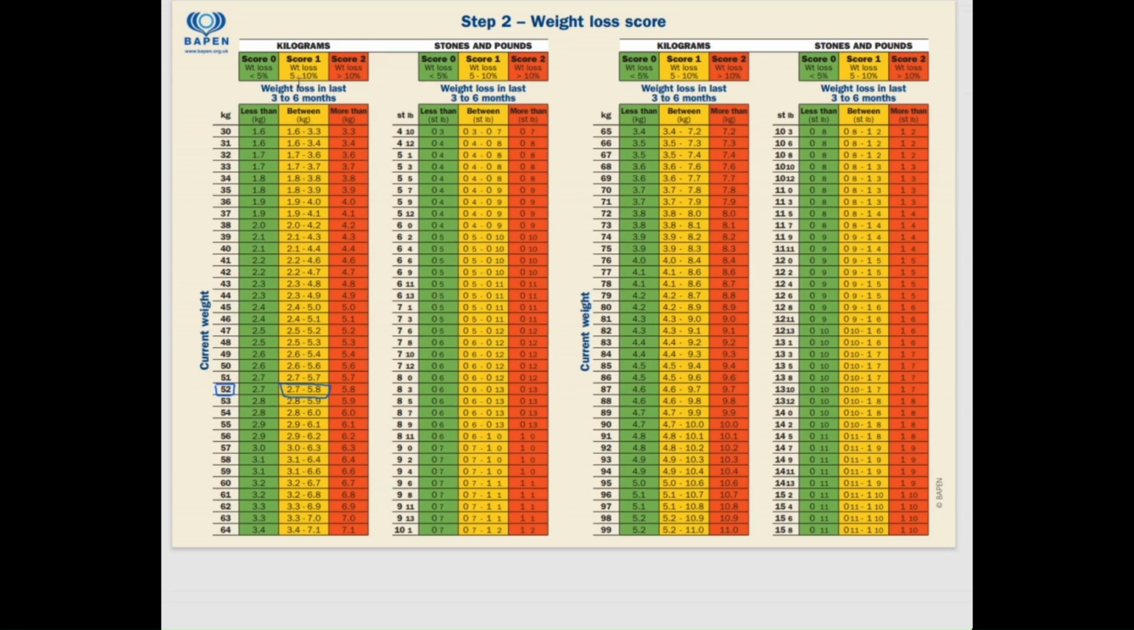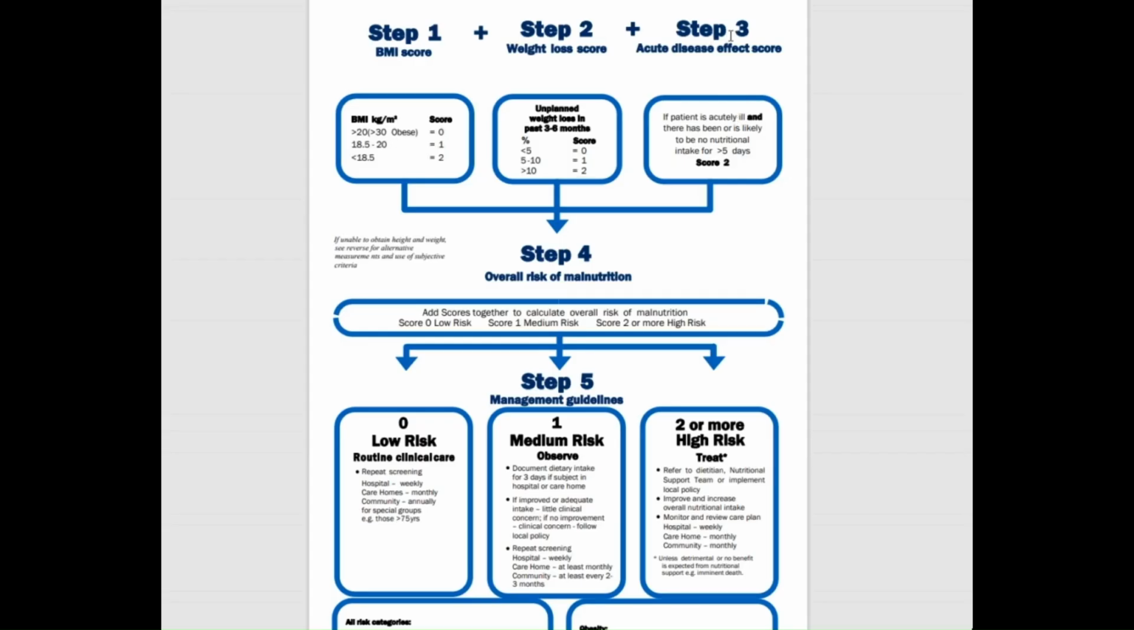If you are given the weight loss score in percentage, then you need to look at the top column and calculate the weight loss score. We have already completed step 1 and step 2. Now see step 3. As our patient has not been eating for the past 6 days, we will add a score of 2 for acute disease effect. If we add the scores, it gives us a total score of 3, which indicates that the patient is at high risk of malnutrition. You can see it on the screen.